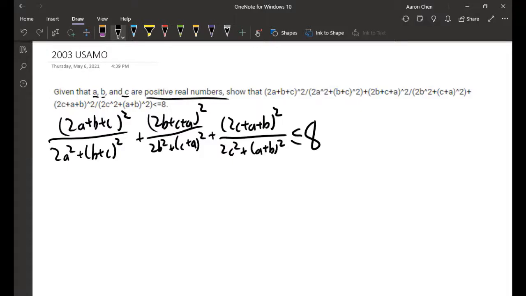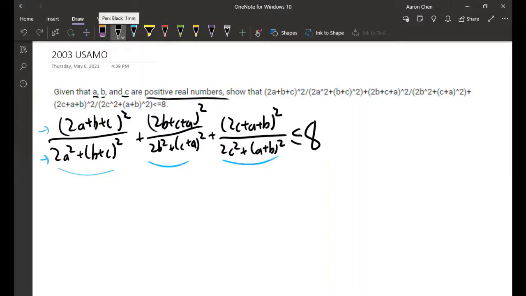First of all, we can notice that the degree of each of these three terms is 0. That's because the degree of all the terms in the numerator and in the denominator is 2, and 2 minus 2 is 0. So the degree of each of these terms is 0, which means this inequality is called homogeneous. Homogeneous just means the degrees of all the terms are equal.